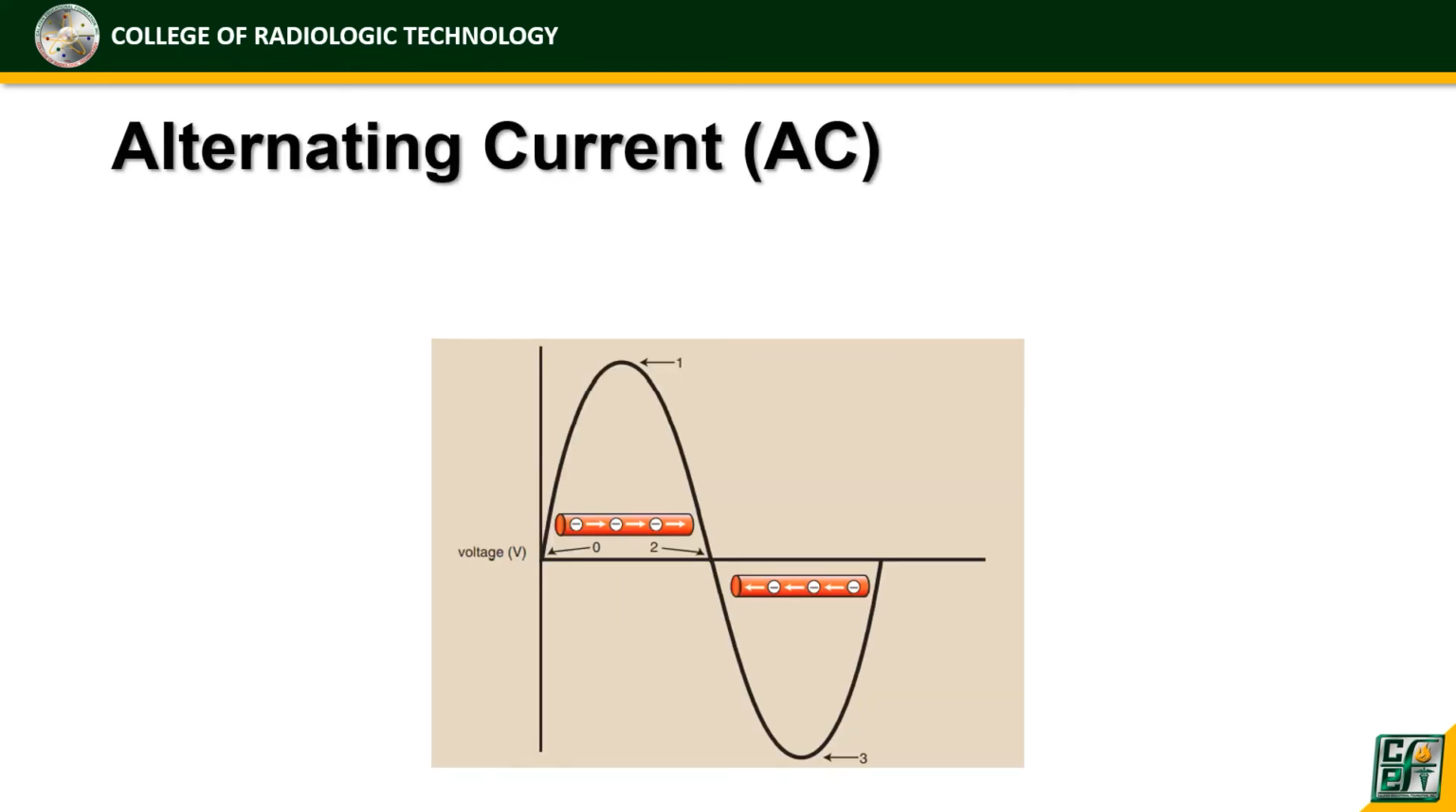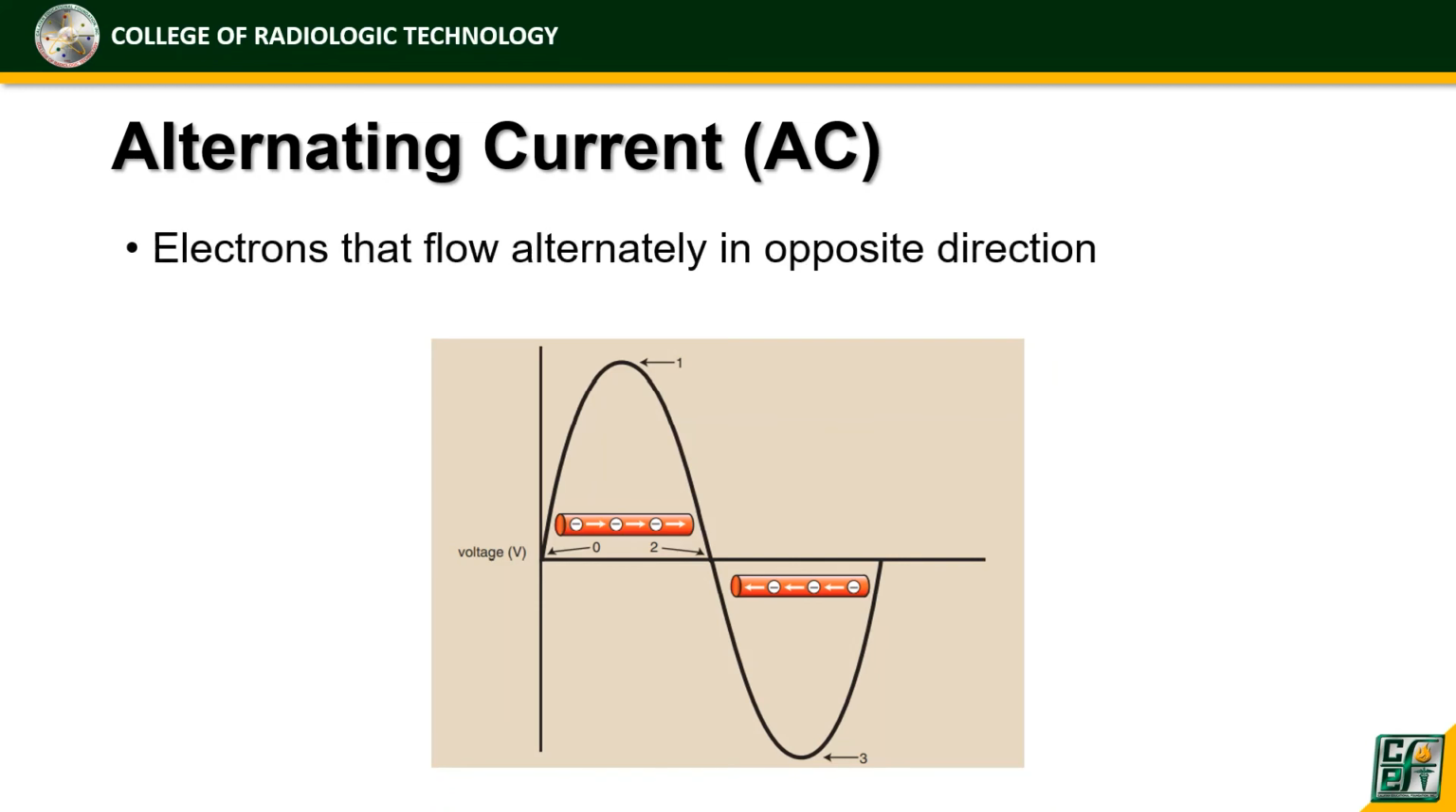While in alternating current, electron flows alternately in opposite direction. Okay, in opposite direction daw. So you can see here, the alternating current is represented by a sine wave.